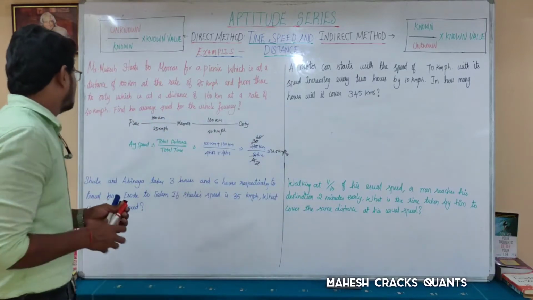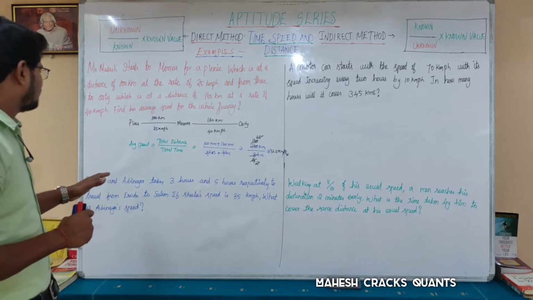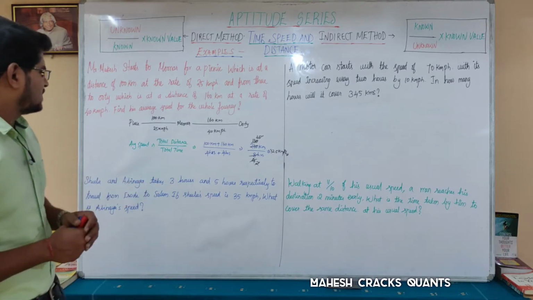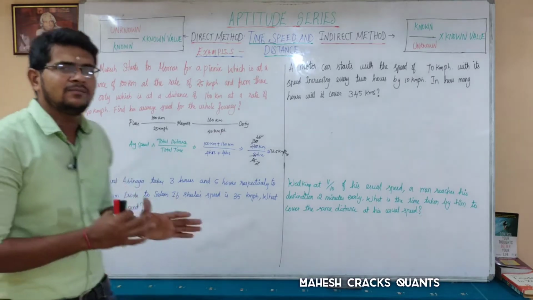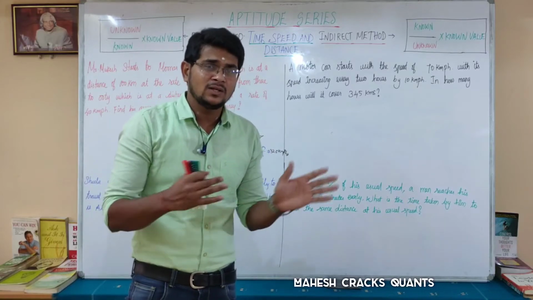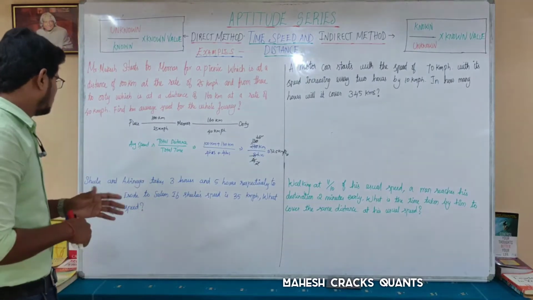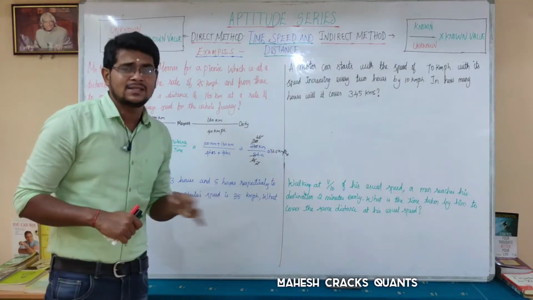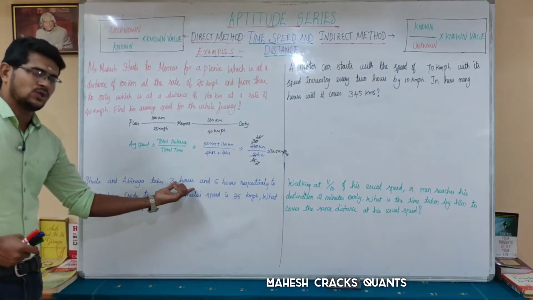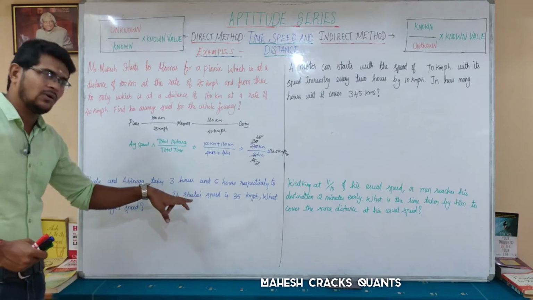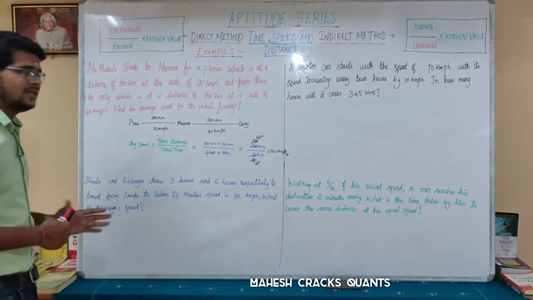The next question is, Sheela and Abinaya take 3 hours and 5 hours respectively to travel from Erode to Salem. If Sheela's speed is 35 km per hour, what is Abinaya's speed? We have the time taken by Sheela and Abinaya, which is 3 hours and 5 hours. And Sheela's speed is given, which is 35 km per hour. So now we have the time ratio and we have to find the speed ratio, and substituting speed with the ratio, you will get the speed of Abinaya.